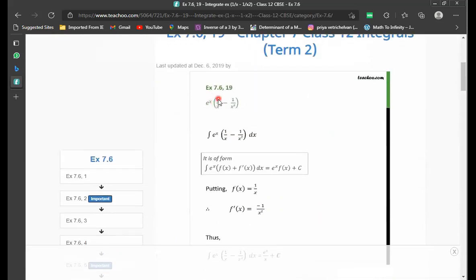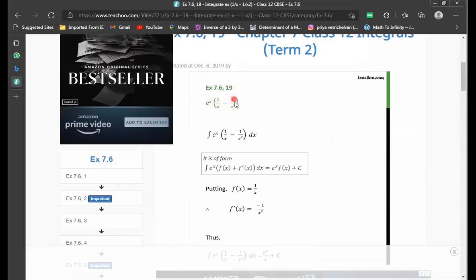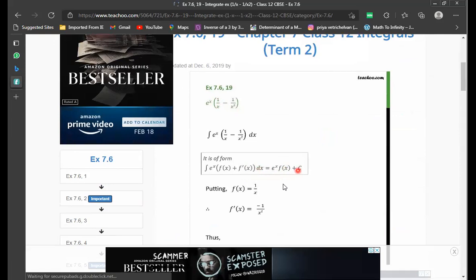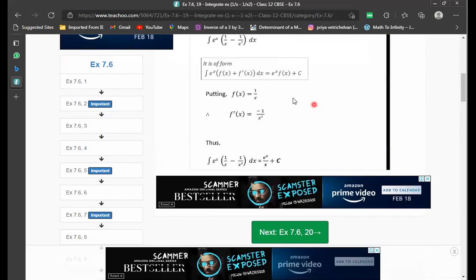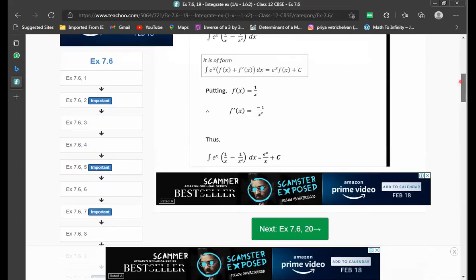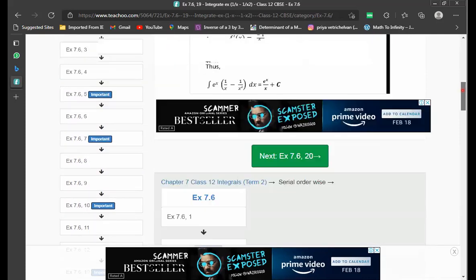Same. When you differentiate 1 by x, the answer is going to be negative 1 by x square only. So you can write it as e power x into f of x, which is e power x into 1 by x plus c. f of x is 1 by x in this.